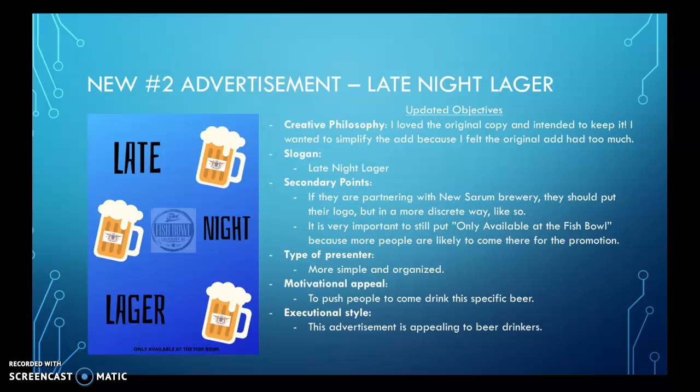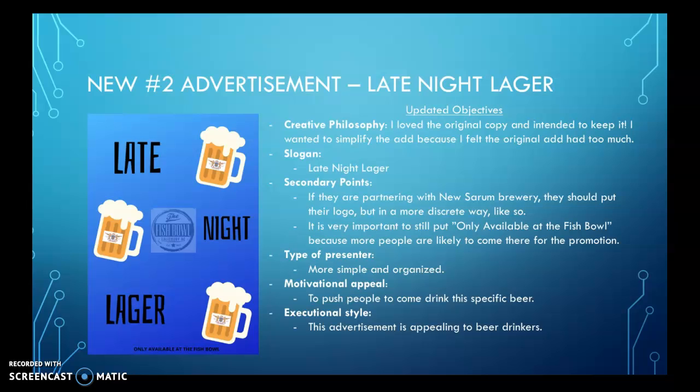Late Night Lager. My secondary points: if you're partnering with New Serum Brewery, then you should put the logo in the advertisement, but in a more discreet way. Like I did, I put the logo in the little beer bottles because I thought that would be interesting, because it shows that it's their beer. And it is very important to still put "only available at the Fishbowl" because people are more likely to come there for the promotion. So I put that at the bottom because it is important, but I don't think that should be your major part of this advertisement.